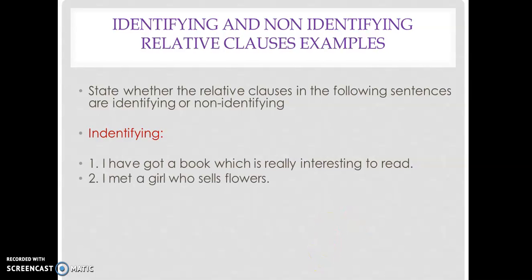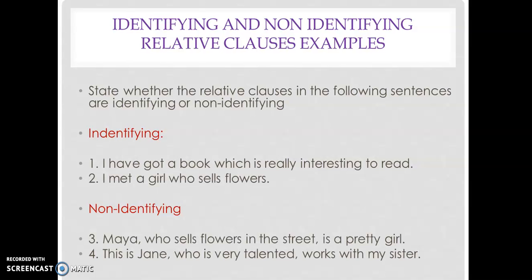Second, we have, I met a girl who sells flowers. I am using who since I'm talking about a person, which is a girl, and the extra information is introduced by who. It says sells flowers. In this case, these are identifying because they give proper and detailed information about this girl. Now the other part is non-identifying.